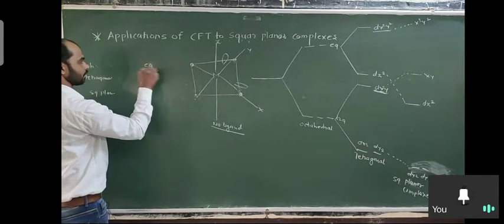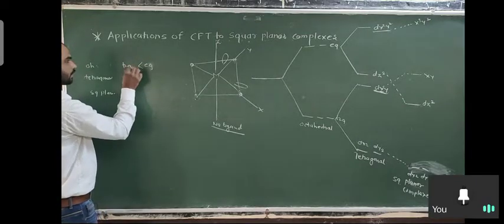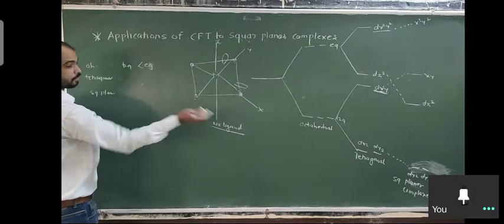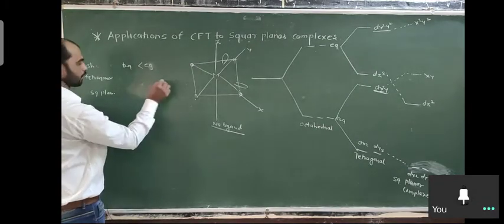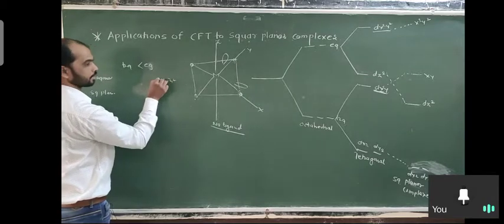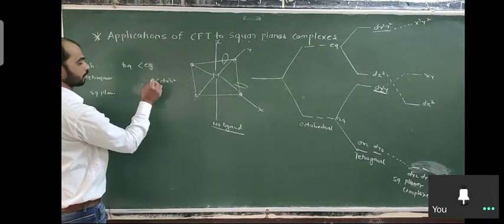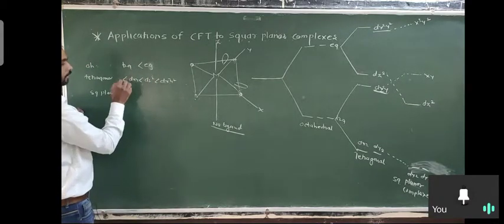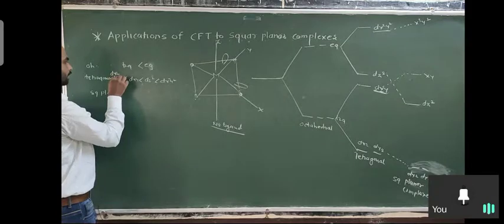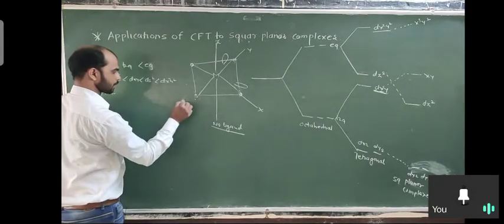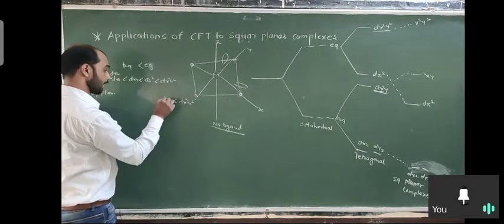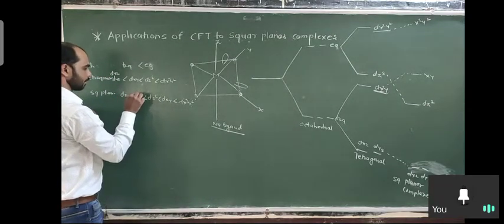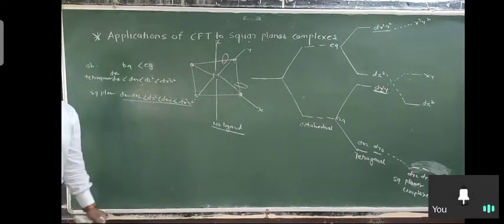Okay, Eg is greater than T2g. Then in that, dx²-y² is greater than dz² is greater than dxy is greater than dxz, dyz. Here again, the same: dx²-y² is greater than dxy, then dz², then dxy, dxz. So this is the order of energies.